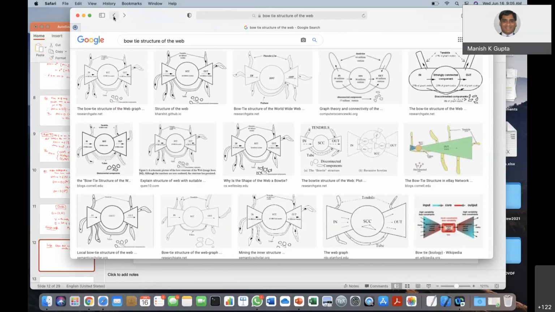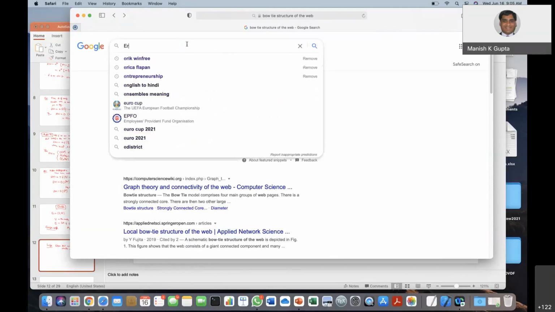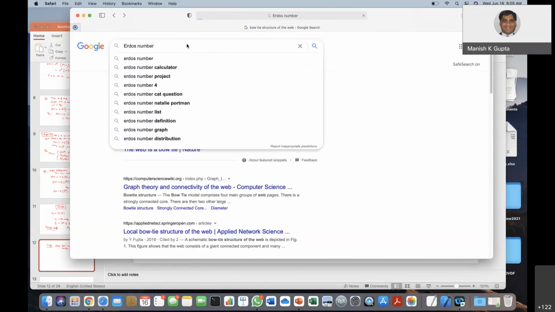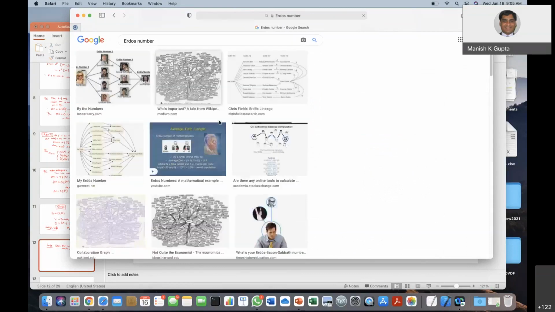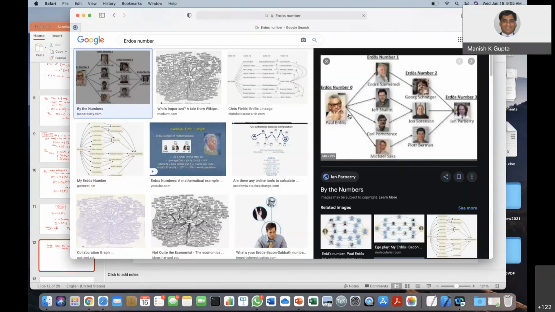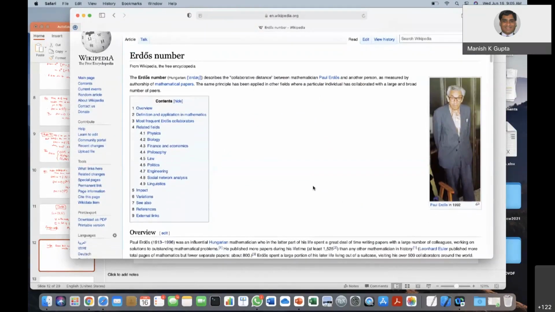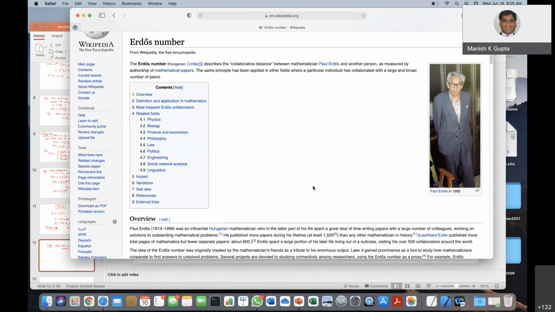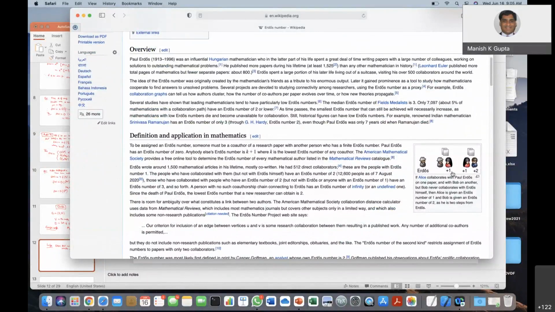First of all I should mention what the Erdős number is. This is a very simple thing. Paul Erdős was a mathematician. He wrote many papers, about 800 or so, with more than 400 to 500 collaborations. If Erdős writes a paper with someone, that person will have Erdős number 1. If that person writes a paper with someone else, that person will have Erdős number 2.